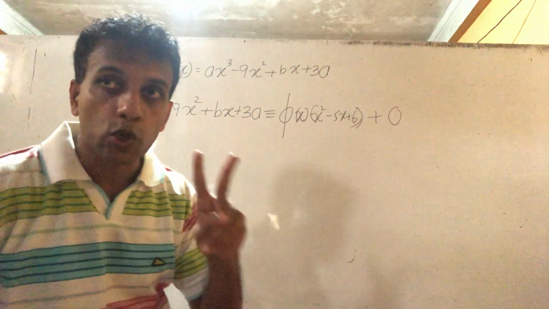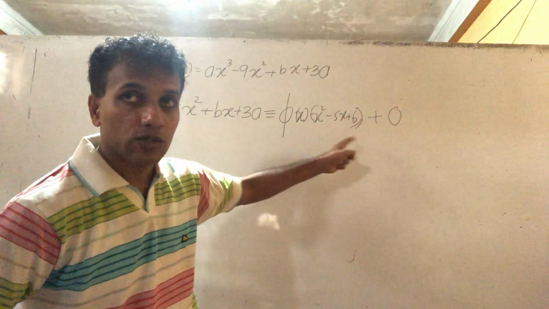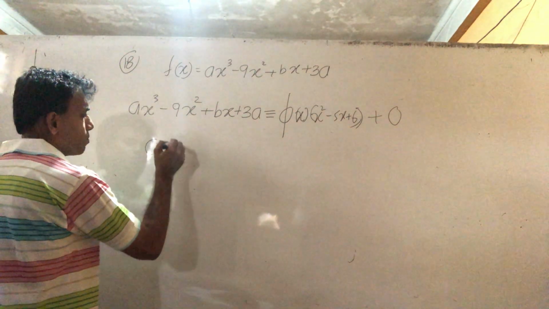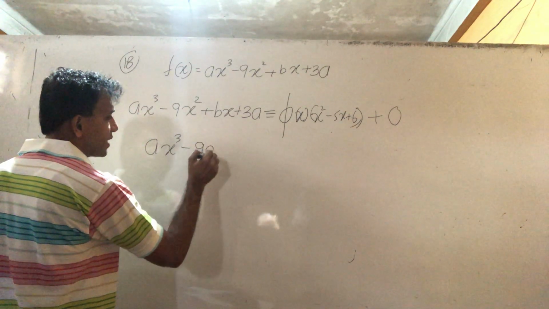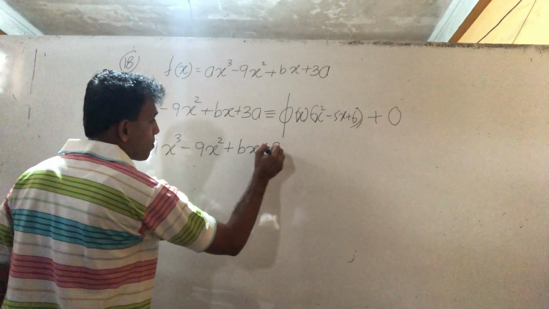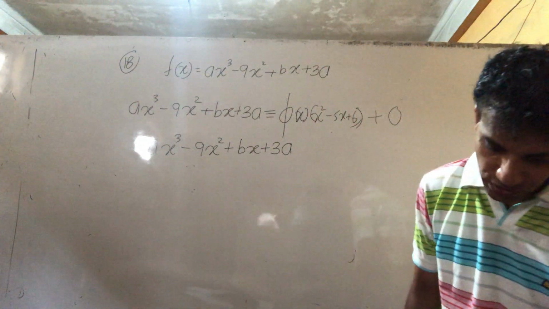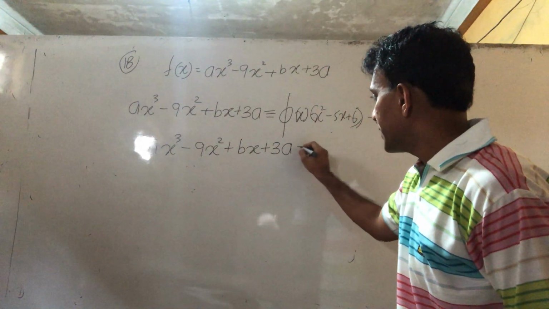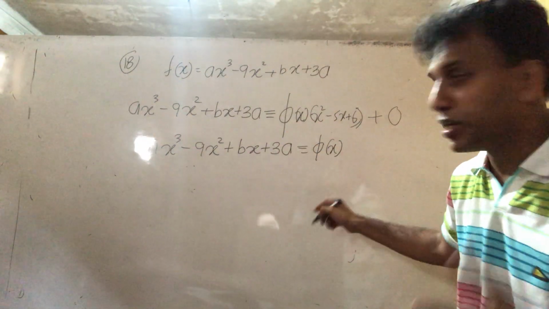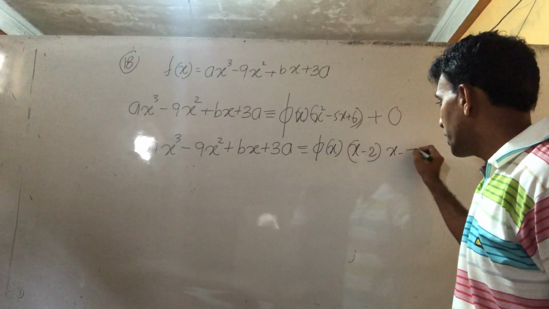Then you need two equations like the previous problem. You can factorize this, your primary work. Ax cube minus 9x square plus bx plus 3a, okay, there is 3a, just 3a, identically equal to phi of x, and factorize x square minus 5x plus 6 as x minus 2, x minus 3.